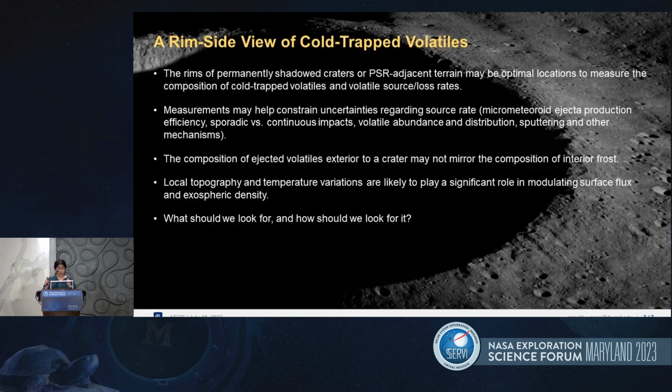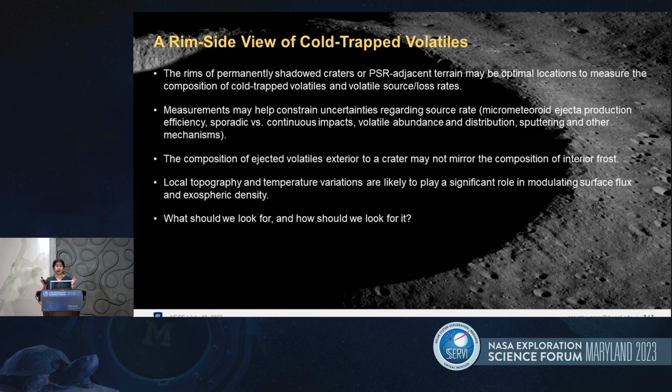And so I hope I have convinced or piqued your interest in rimside measurements. And one of the powerful things about combining measurements and models is that there are always uncertainties in a model regarding the source rate, other parameters. If we combine a model like this with measurements, we can help constrain some of those uncertainties, get a better understanding of some of those science questions. A couple of the most interesting things, I think, are that the composition of ejected volatiles may not be the same as the composition of the source frost, if we remember those CO2 and H2O plots.